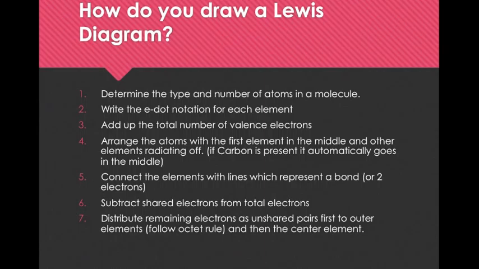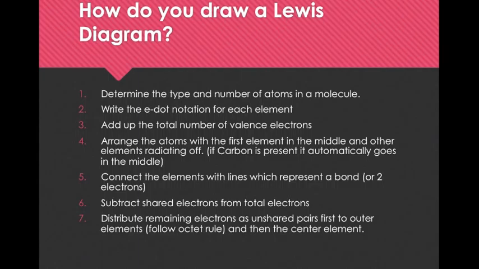In order to draw a Lewis diagram, you must first determine the number and type of atoms in a molecule. After that, you can write the E dot notation for each element. This basically just shows the number of valence electrons for that element. Then add up the total number of valence electrons from all the atoms to help distribute them back out after they're arranged. Next, arrange the atoms with the first element in the middle and the other elements radiating off of it. The only exception to this is carbon, so if carbon is present in the molecule, then it automatically goes in the middle.